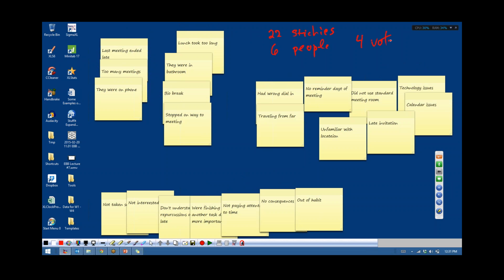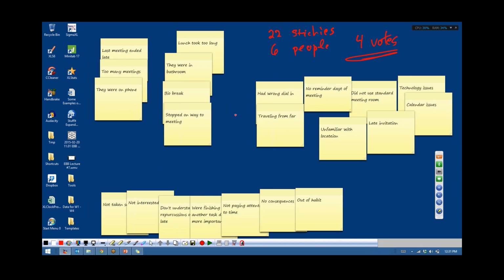So here's what you vote on. What you do is you say, I want you to cast your votes for what you think are the most important reasons why people are late, okay? And the idea is you would put them directly on the sticky notes.